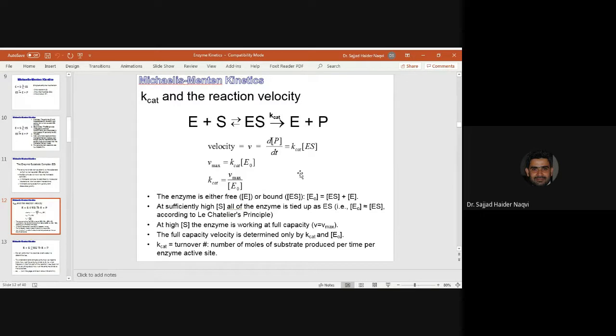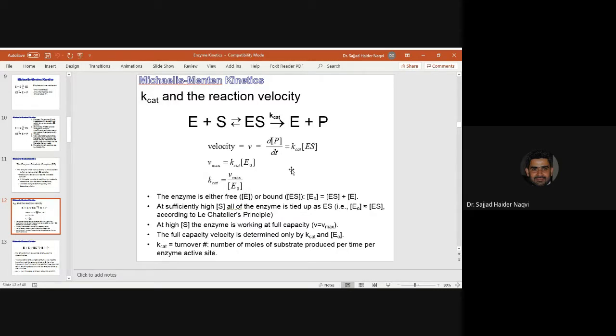So when we talk about the maximum velocity, the maximum velocity will be achieved when you have the enzyme concentration affecting the overall reaction speed. That's why we have substituted E naught concentration here, and we say that Vmax is equal to kcat E naught. Just rephrasing that, kcat will be equivalent to Vmax divided by E naught, just shuffling this.